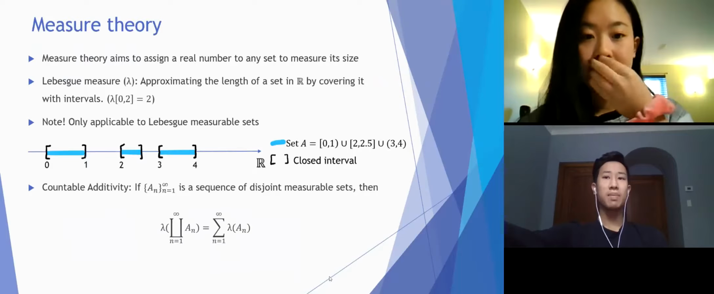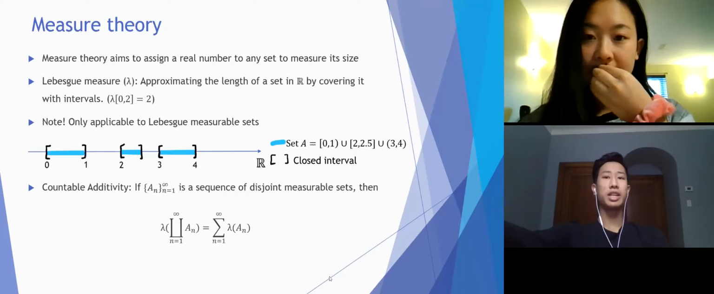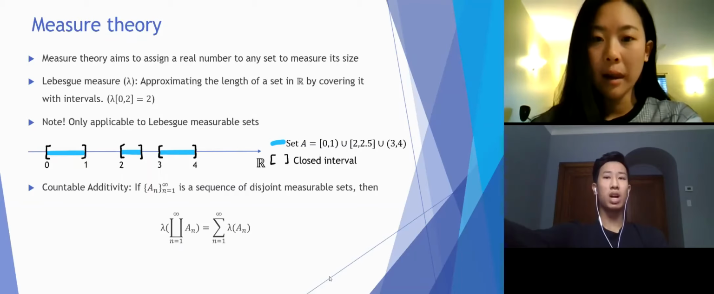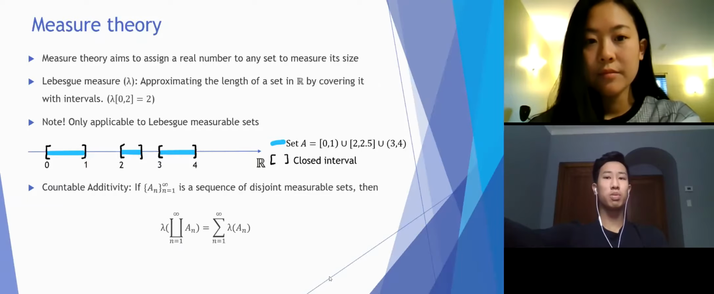Measure theory is a mathematical way to assign a size to any set using real numbers. The Lebesgue measure, represented by lambda, is a method of approximating the size of a set in R by covering it with intervals. It is worth noting that the Lebesgue measure of an interval is simply its length. So for my set A, as seen in this example, its measure would be 2.5.